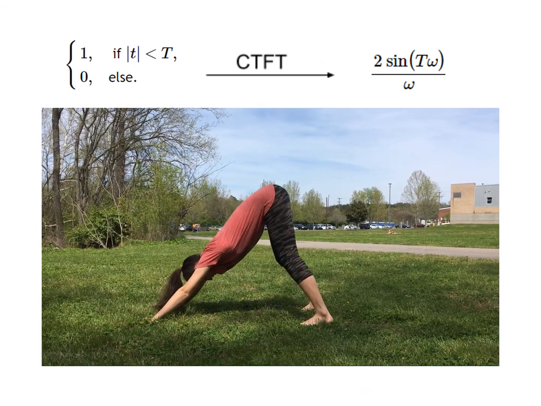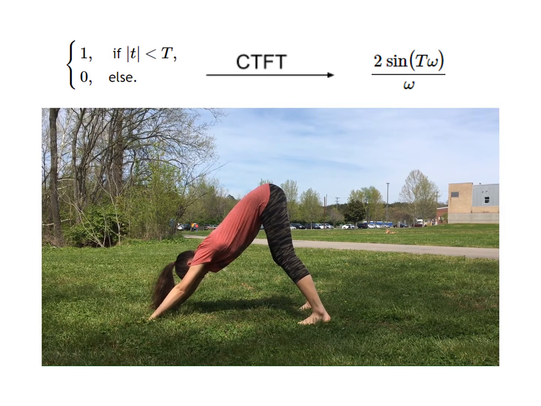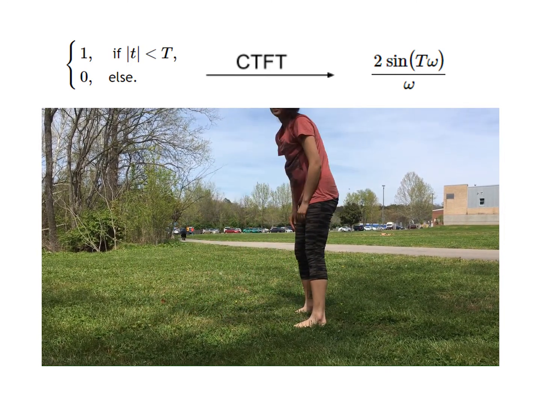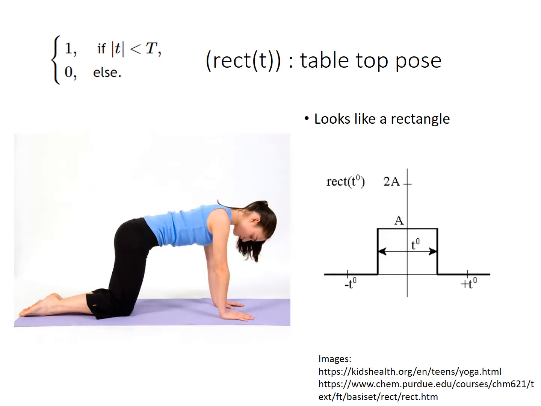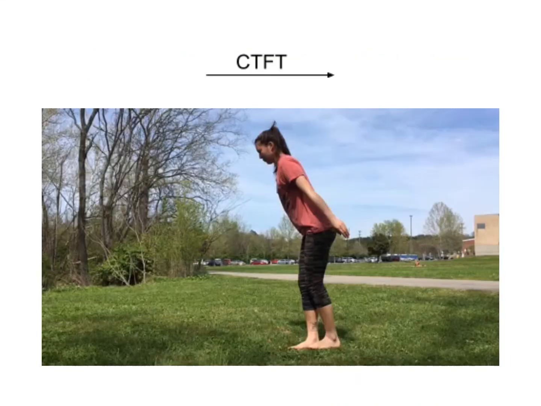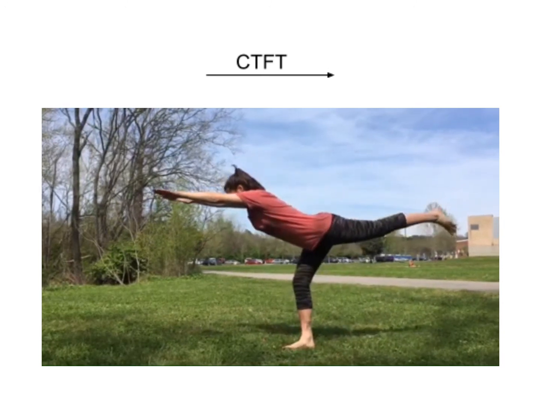You can also transform between a rectangle and a sinc. Again, the rectangle is the tabletop pose, and the sinc is the downward dog pose. Now we put all of them together to show multiple Fourier transforms.